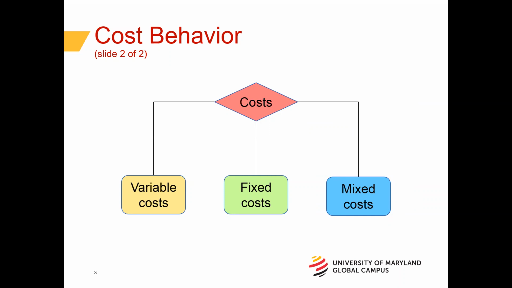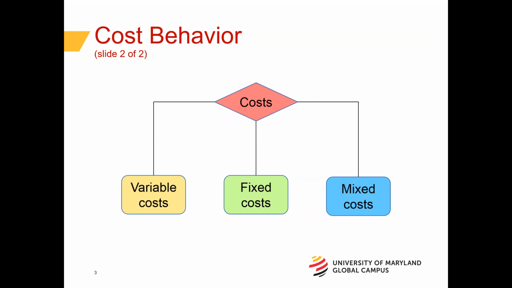Variable costs are costs that change based on the level of output. So, for example, the more that I manufacture, the higher my cost will be to some degree. And the variable costs are actually related to direct materials and direct labor and some factory overhead.